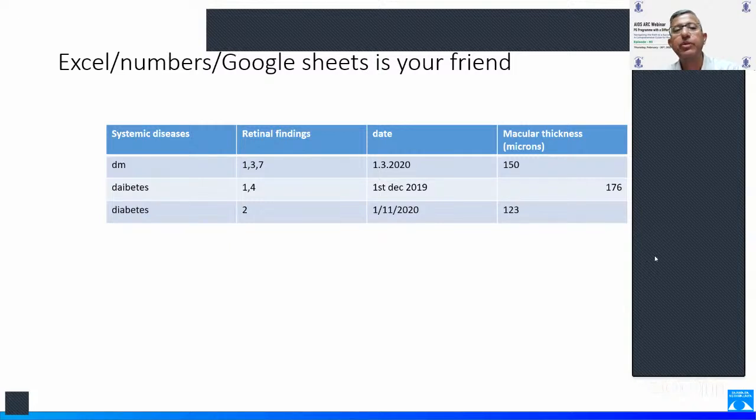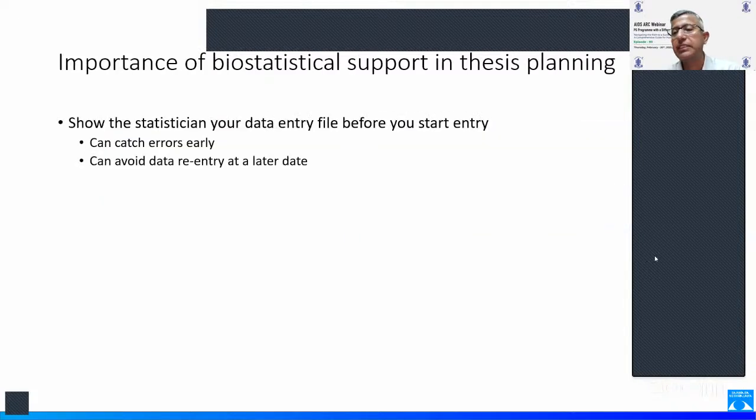Excel, Numbers, Google Sheets are your friend. Use them to do the data entry. And always show your data entry sheet to your statistician, because the statistician can help you to catch errors in data entry early. Sometimes you're doing the entry itself wrong, and this can help avoid data entry errors at a later date.